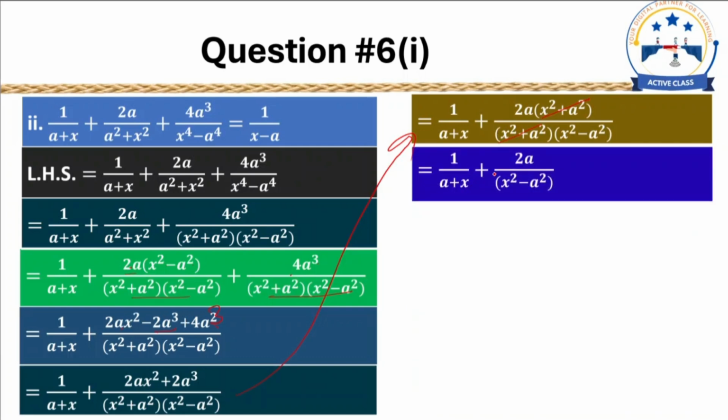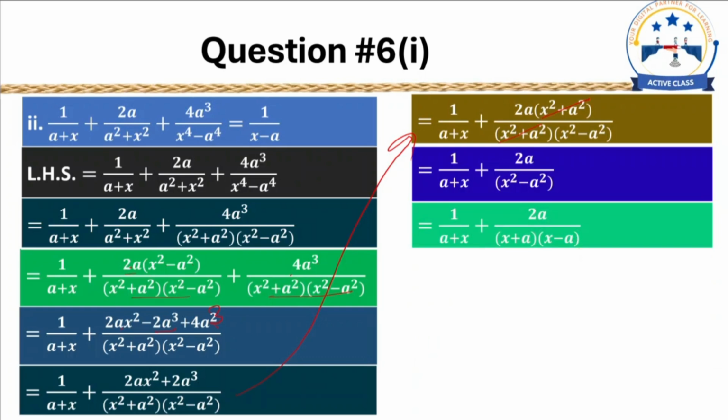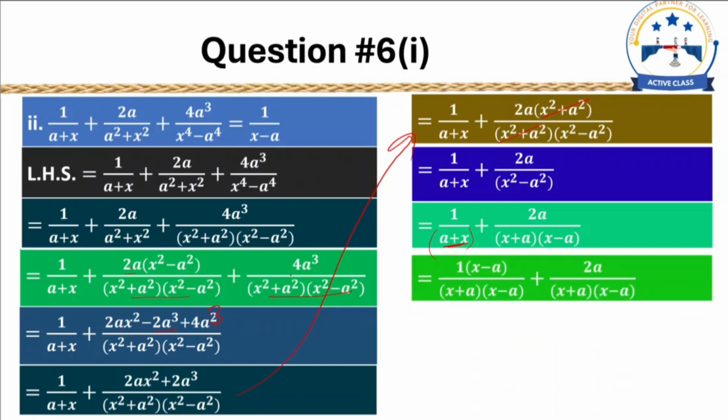1 by a plus x plus 2a by x square minus a square. And you know, x square minus a square is x plus a, x minus a, isn't it? So you can factorize that way. Now, make the denominator same. We need to write x plus a over here, okay? x plus a, you need to multiply it with x minus a, and the numerator again with x minus a. So what happens? See, 1 times x minus a, x plus a times x minus a.